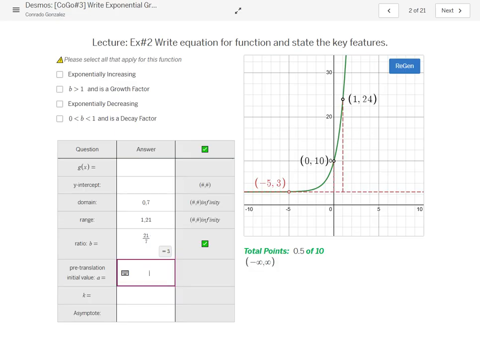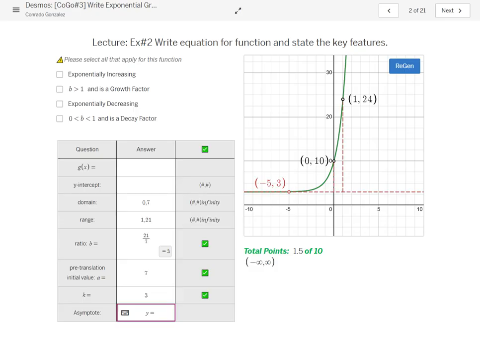And the pre-translation initial value would have been 7, right? Because before it was 10, it was 7 and it got shifted up 3. The k value is 3 because that's the value of the asymptote.